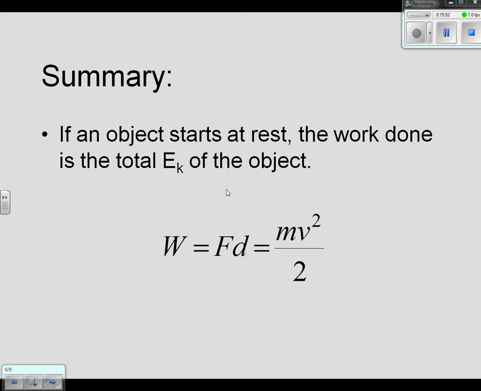If the object starts at rest, the work done is the total kinetic energy of the object. What if the object doesn't start at rest? Well, then the work done is the change in kinetic energy. If it's at rest and I do 100 joules of work, how much kinetic energy does it have? 100. What if it's already moving with 100 joules of kinetic energy, and I do another 100? Now it's got 200, and the change is that extra 100.